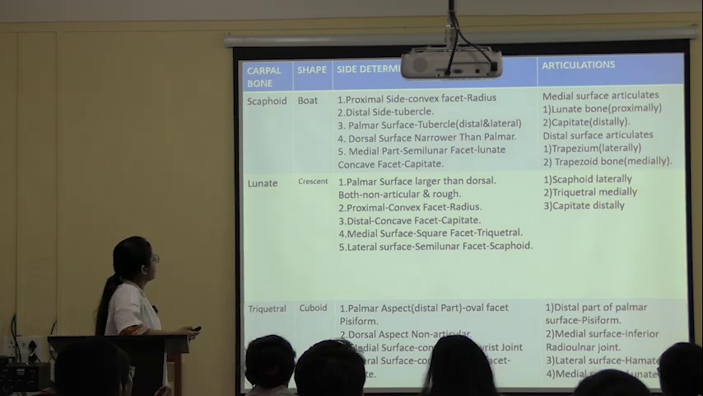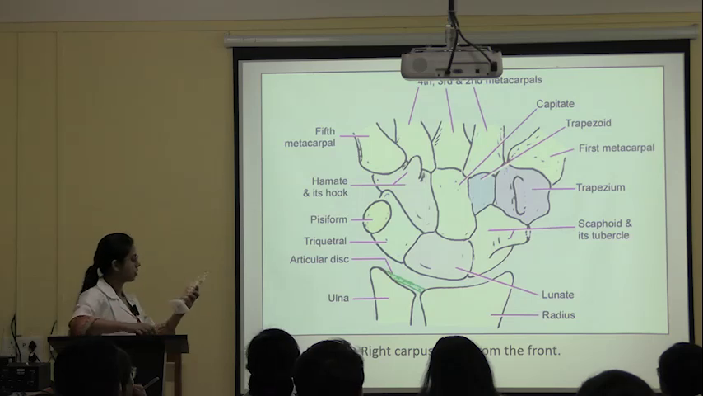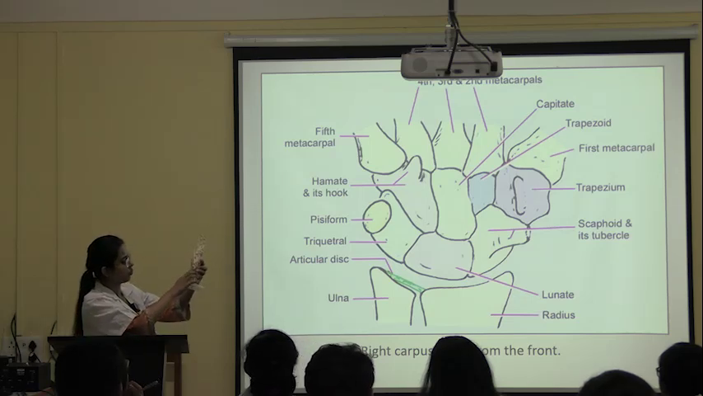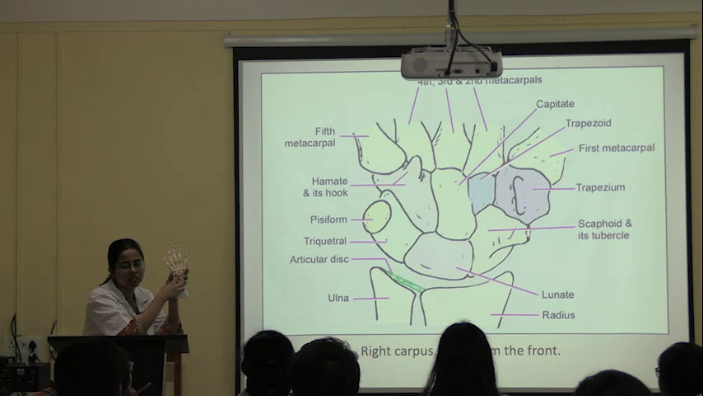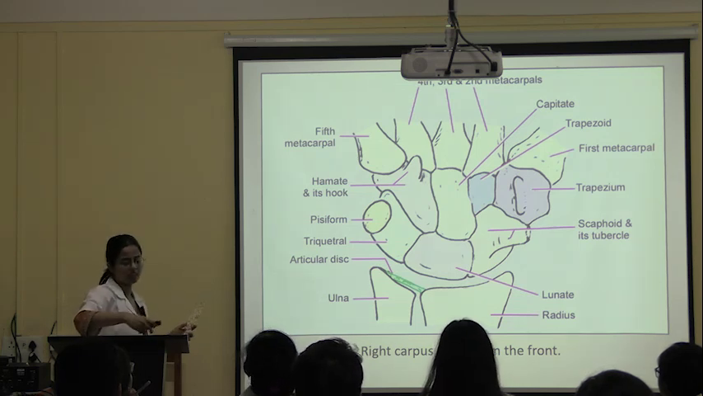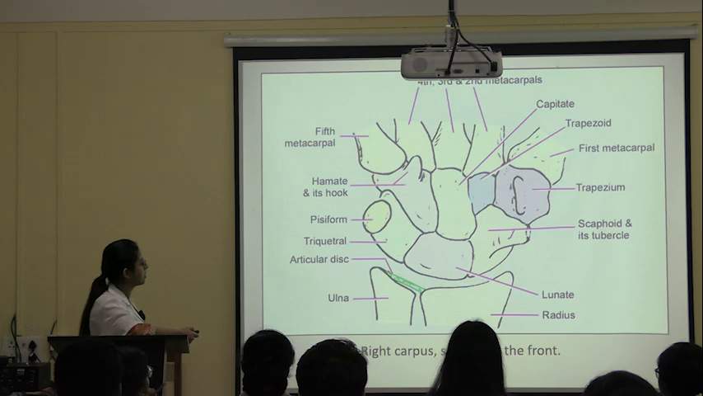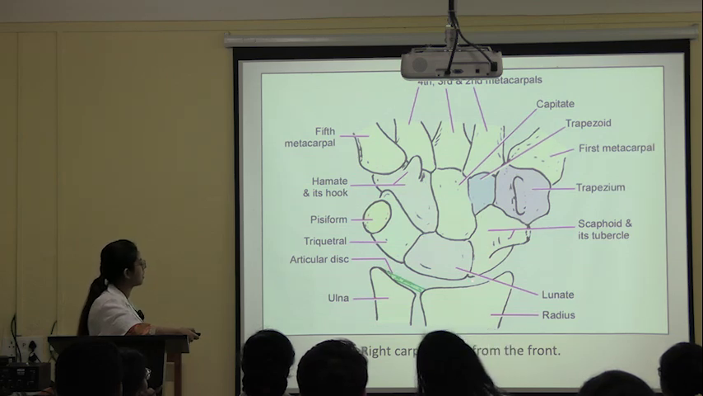So yes, next bone is lunate. Now this is the lunate bone. It is lunar, means crescent in shape. Similarly, you can tell it from here also, the articular surfaces. This is the lunate. So medially it will articulate with triquetral and hamate, and laterally scaphoid.